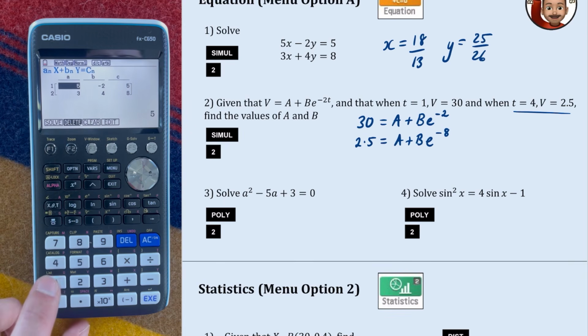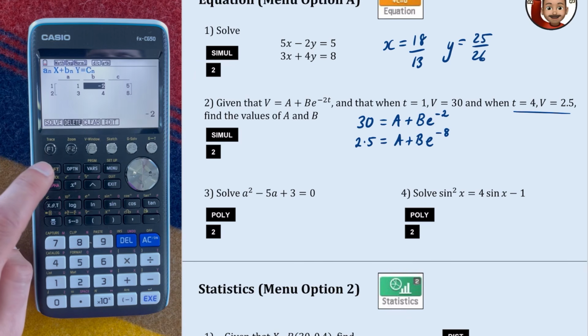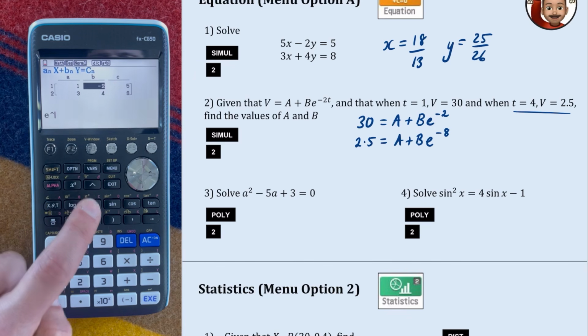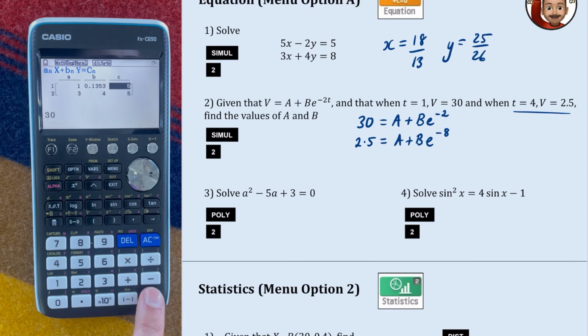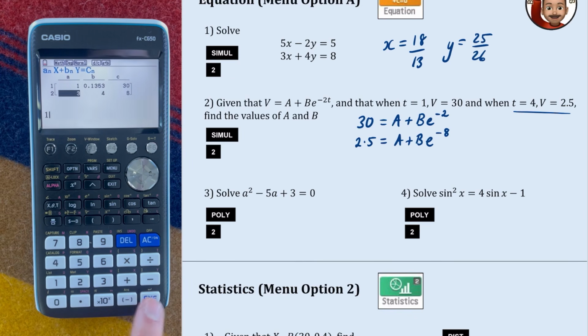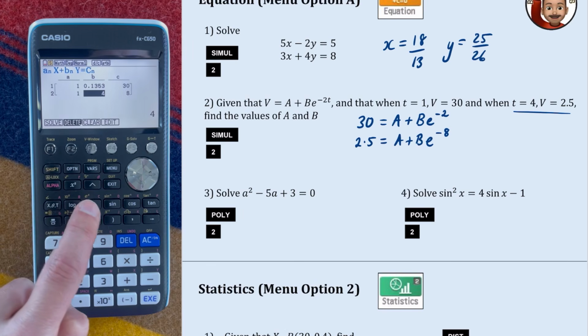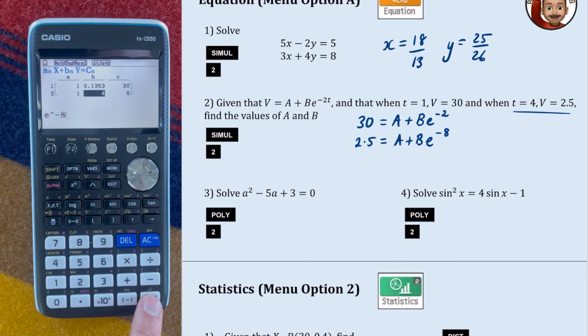b instead. So I'm going to press 1 for the coefficient, and then I'm going to type in e to the -2. So you can press shift and then ln to get e and -2, and that's equal to 30. For the next one, I'm going to do 1 for the coefficient, and then I'm going to do e to the -8. So it's e to the -8, and that's equal to 2.5. So remember, when it gives me x and y, it's actually going to be a and b.